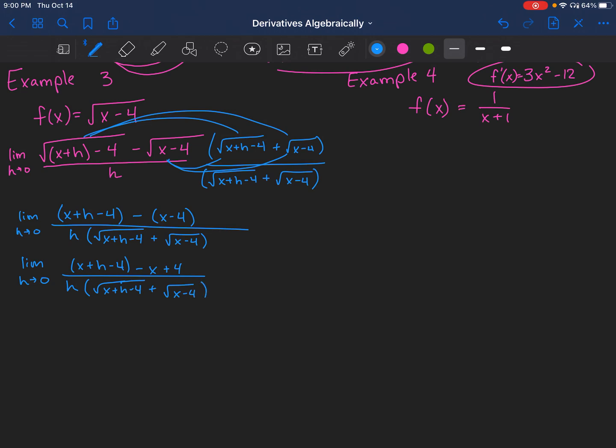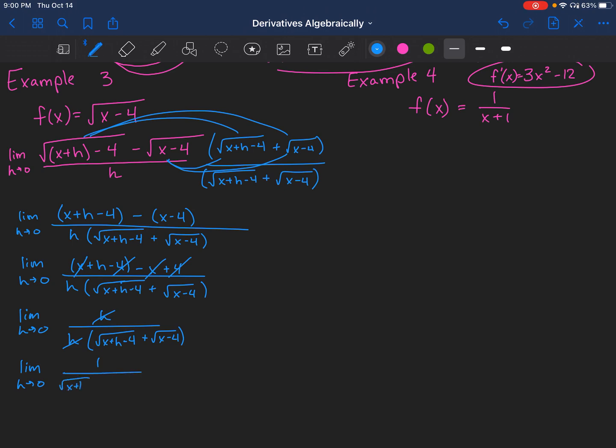Now, watch what happens when I start looking at canceling things. x minus x, negative 4 plus 4 leaves me with an h on top. Then I've still got this h on bottom. And the square root of x plus h minus 4 plus the square root of x minus 4. These h's will cancel. I'm left over with a 1 in the numerator.